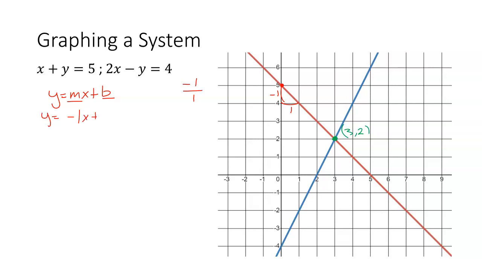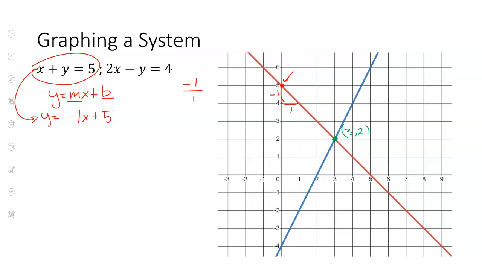What is my y-intercept? It intersects the y-axis at 5. So my y-intercept is 5. If we took this equation right here and rewrote it in slope-intercept form, we'd end up with the same equation. So we know that those two match.